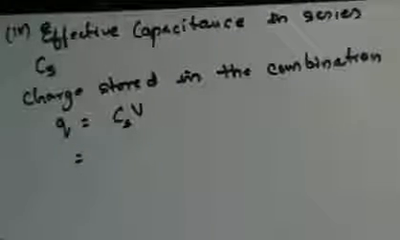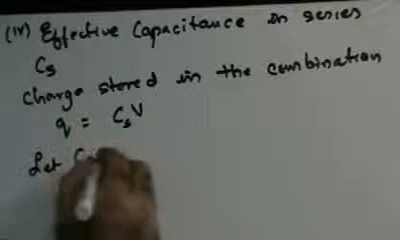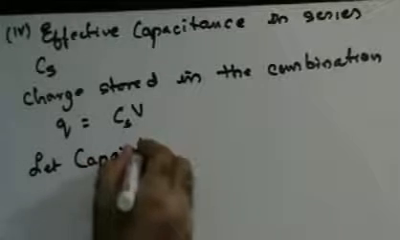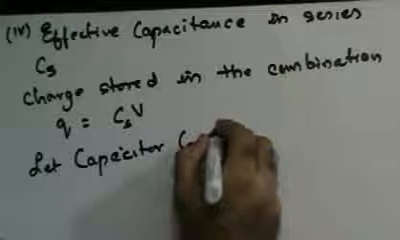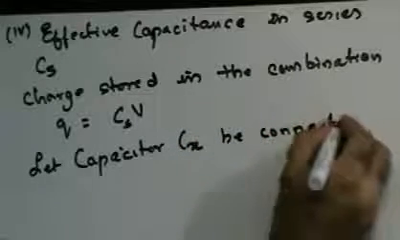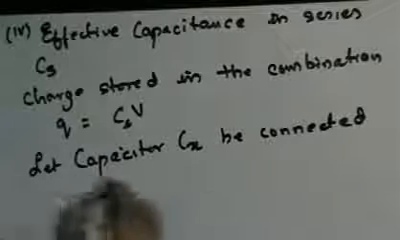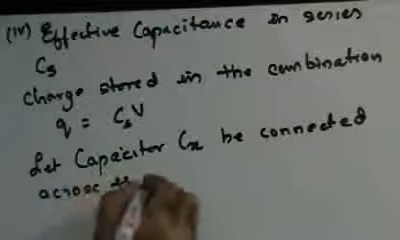Once I know the total charge, I can say that, let us assume that capacitor CX be connected across them. Let's assume that capacitor CX is connected across the combination.